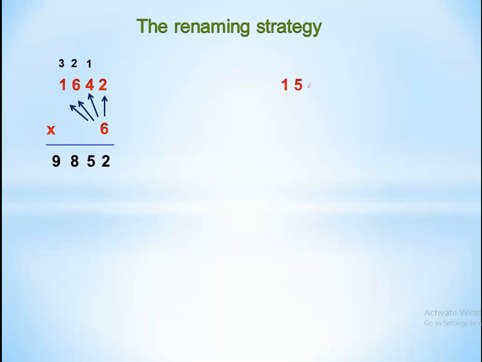Okay, let's see another one. 1543 times 5. Okay, we are going to start with 3. 5 times 3 equals 15. 5 and carry up 1. 5 times 4 equals 20, plus 1, 21. 1 and carry up 2. 5 times 5, 25, plus 2, 27. 7 and carry up 2. 5 times 1, 5, plus 2, yes, 7.